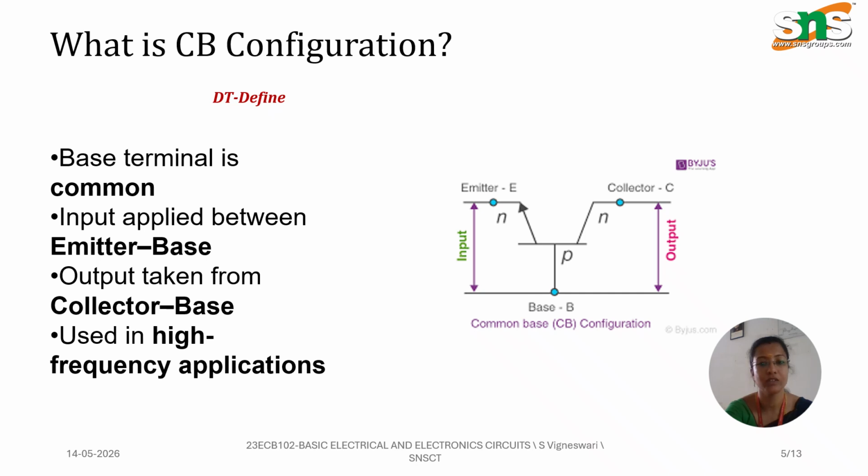What is CB configuration? This is the common base configuration where the base terminal is common. The input is between emitter and base and the output is between collector and base. This is used in high frequency applications. In common base configuration, the base terminal acts as a common terminal for both input and output circuits. The base emitter junction is forward biased and the collector base junction is reverse biased. It is mainly used in high frequency applications because it provides better frequency response, high voltage gain and stable performance. However, its current gain is less than 1.